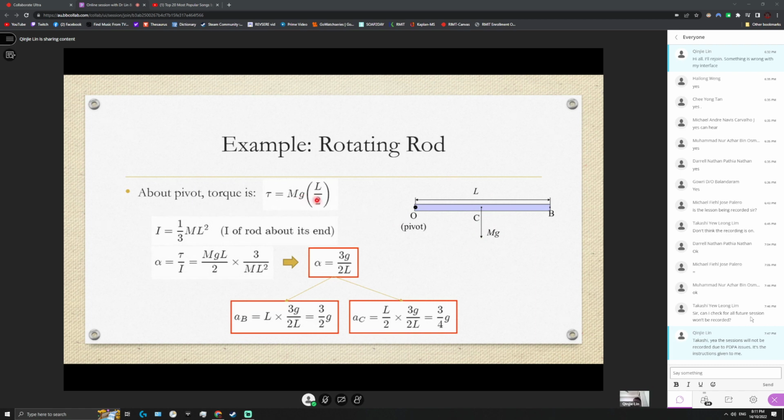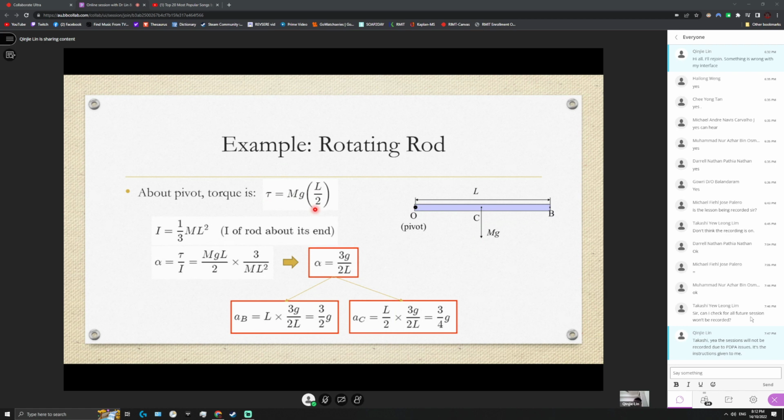About the pivot, we can make use of this formula, torque equals I alpha, to help us find it. So first we're going to find out what is the torque of this setup, the torque that is bringing this rod down. It will be the force, which is this mg, applied in the middle. So it will be the force times the distance. Force is mg, and the distance will be L over 2. So our torque will be mg L over 2.